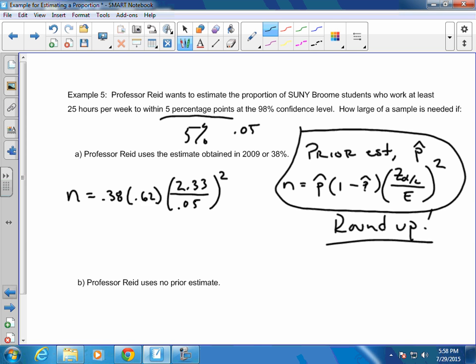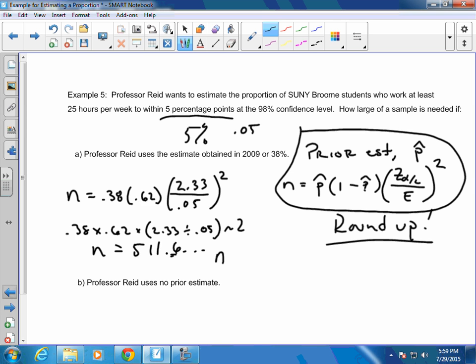Now we punch that up on the calculator. It's going to be 0.38 times 0.62, and then times, or without the times, you can just start a parenthesis, 2.33 divided by 0.05, but you're going to square the parenthesis there. So if I punch that up, I'm getting n equals 511.6 dot dot dot. But again, it doesn't even matter that that was a 6. That could be a 0.1 or whatever. That means that we have to bump it up to 512.